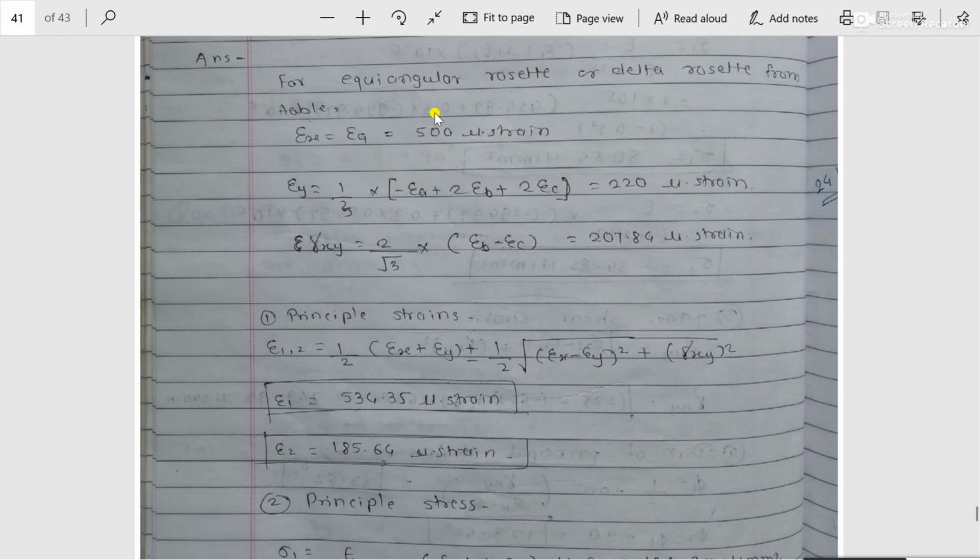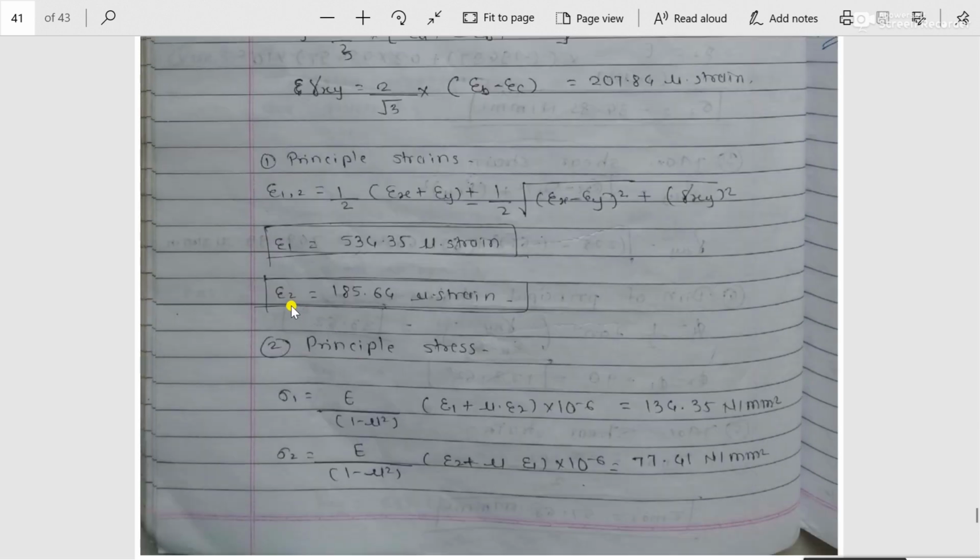So we have to put all these three values in the epsilon 1 and epsilon 2 equations, and by taking the addition first I can calculate epsilon 1, which is equal to 534.35 microstrain by taking the addition of these two terms, and by putting the same values in this equation, but by taking the subtraction of this term and this term, I have calculated the value of epsilon 2, that is 185.64 microstrain. So these two values indicate the magnitude of the principal strains.